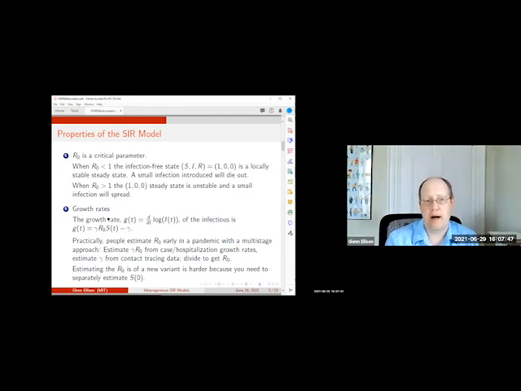The growth rate in the model, I define to be the derivative of the log of the rate infected. So that's just the change in I(t) over I(t). So the growth rate is gamma R naught S(t) minus gamma. The minus gamma comes from the recoveries, and the gamma R naught S(t) comes from the infections.